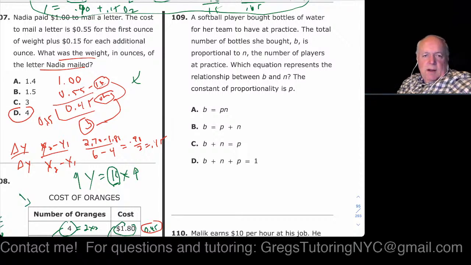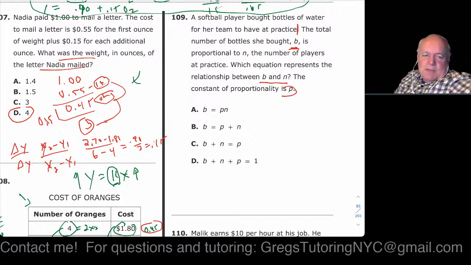Okay, a softball player bought bottles of water for her team to practice. Awesome. What a nice person. The total number of bottles, B, is proportional to N. B is proportional to N. And N is the number of players at the practice. Which equation represents the relationship between B and N? The constant of proportionality is P.